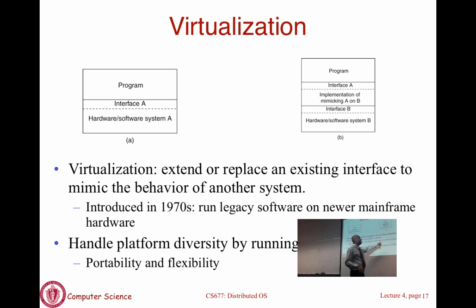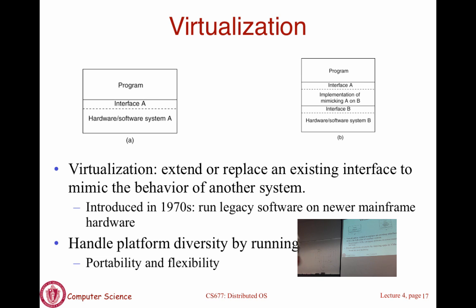Okay? And here is another system. This is system B. Okay? It is running on hardware and another system, okay, which exposes a different interface B. Okay? Now, since this interface is different, it should be clear that if you just take this program and run it here, it will not run because it was designed for a different API. Clearly, if you change the API, your program will break. It's not going to run.